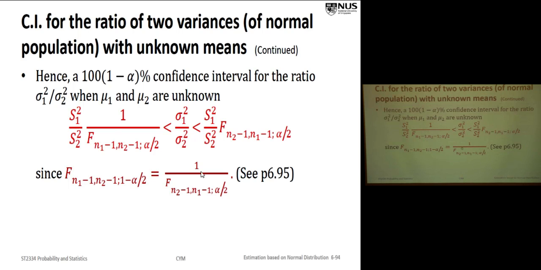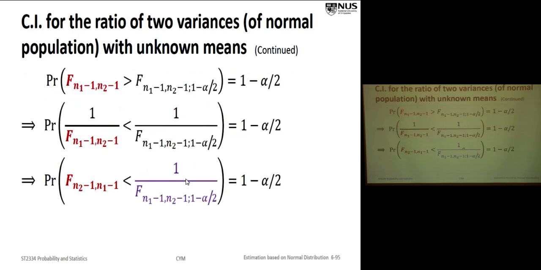So we know that there's a relationship between these quantile values. So we know this thing. We're going to verify this formula here, actually. We already did that when we started to talk about the F distribution in chapter 5. So that's the confidence interval, the 100 times 1 minus alpha percentage confidence interval for the ratio of the variances.